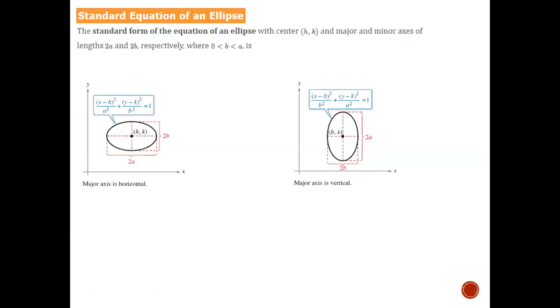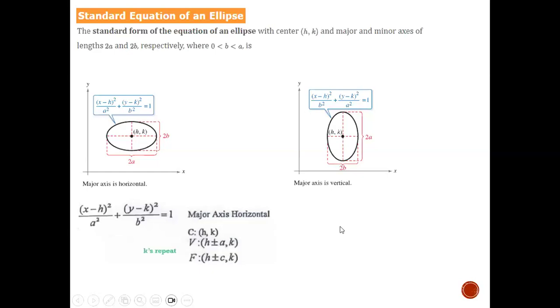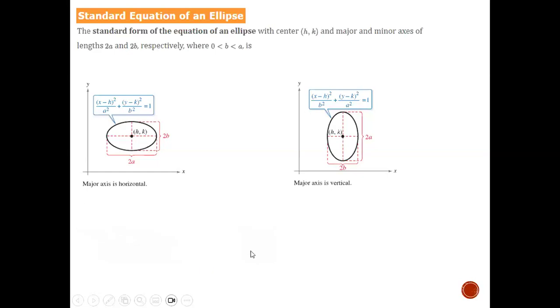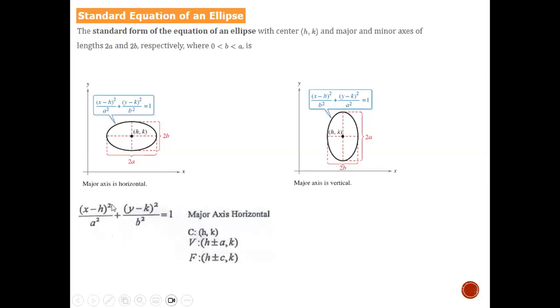Okay, the standard form of the equation of the ellipse with center h, k and major and minor axes of lengths 2a and 2b are here. We have these two forms for the ellipse. Okay, this one, major axis horizontal, means it is more elongated horizontally. So we have the equation for that one up here, and we have all the information right here. It's (x minus h) squared over a squared plus (y minus k) squared over b squared, and that equals 1. Our center is h, k. Our vertices are h plus or minus a, and k. Our foci are h plus or minus c, and k.